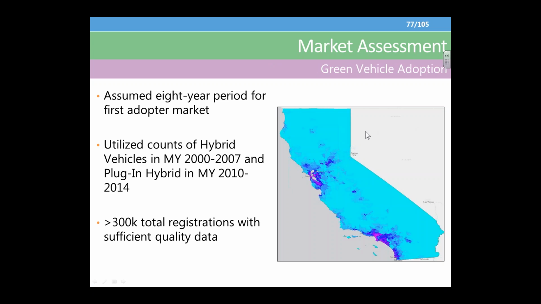And then, as I mentioned, we looked at the 8-year period for the first adopter market, looked at counts of hybrid vehicles from model year 2000 to 2007, plug-in hybrids from 2010 to 2014, greater than 300,000 total registrations with sufficient data quality. You can see that distribution on the slide.